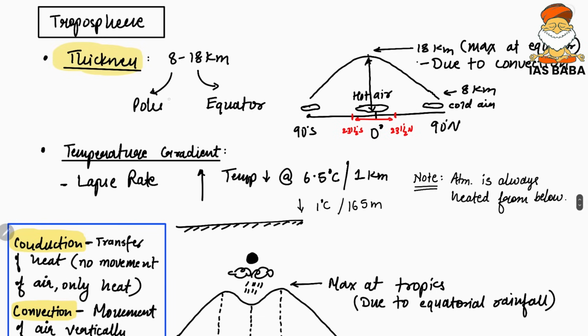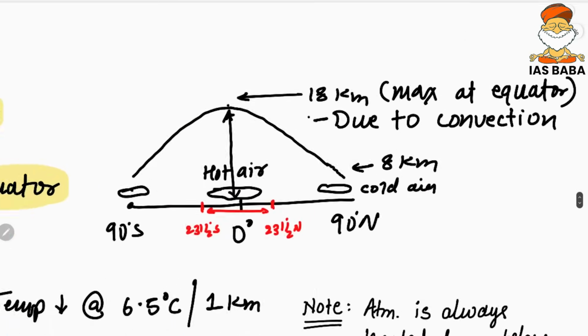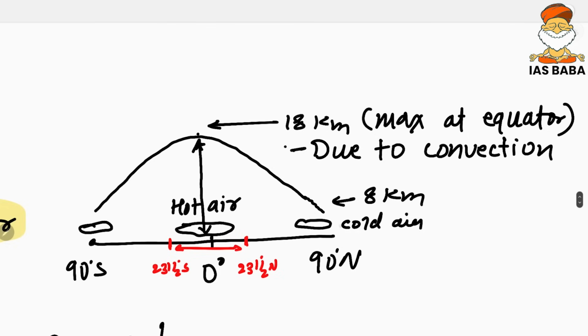So what is the reason that troposphere is thin at the pole and quite thick at the equator? Troposphere is thin at the pole because in the polar region, the surface is quite cold. Consider that the sun is along the tropics for most part of the year. So the tropical region is warmer, the surface is warm, and the air above that surface also becomes hot, and this hot air will be rising upward.